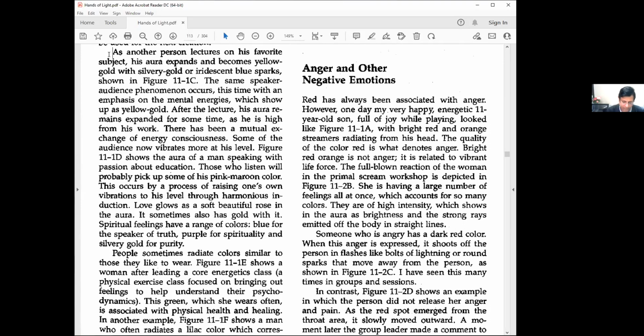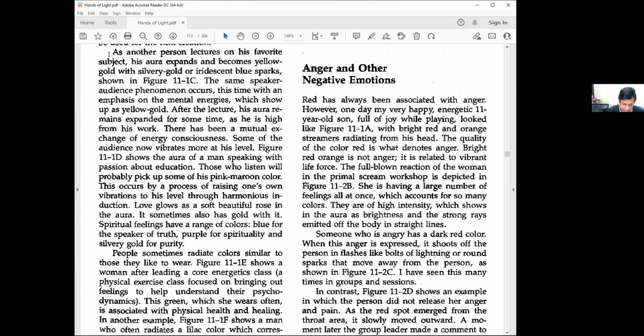As another person lectures on his favorite subject, his aura expands and becomes yellow gold with silvery gold or iridescent blue sparks, shown in figure 11.1c. The same speaker-audience phenomenon occurs, this time with an emphasis on the mental energies, which show up as yellow gold. After the lecture, his aura remains expanded for some time as he is high from his work. There has been a mutual exchange of energy consciousness. Some of the audience now vibrates more at his level.